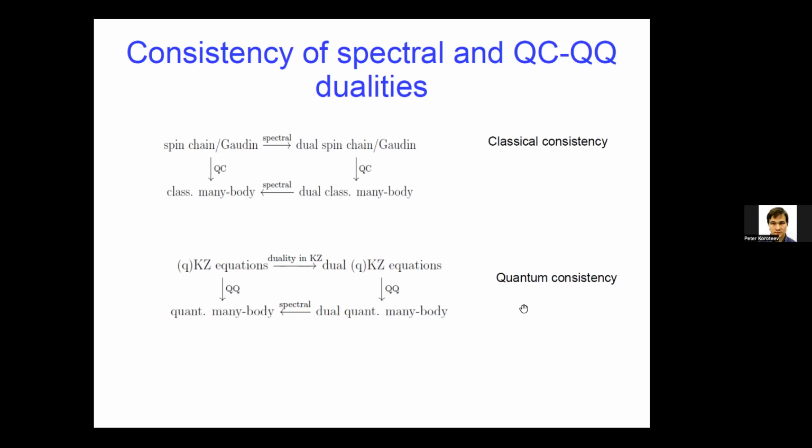And in a similar manner, there is quantum consistency of the two dualities. One duality relates the pairs of Knizhnik-Zamolodchikov equations, two dual Knizhnik-Zamolodchikov or quantum Knizhnik-Zamolodchikov equations, and on the other hand, the interplay between two wave functions of many body systems.